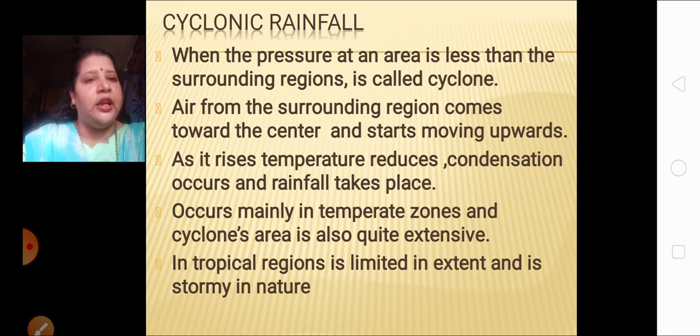And the cyclone's area is also quite extensive. In the temperate zone, it covers a large area. Now if we talk about the tropical region, cyclonic rainfall also takes place there, but it is limited in extent and is stormy in nature. When cyclonic rainfall takes place in the tropical region, it is very much stormy in nature. That means a storm takes place along with it. Okay, that's all about cyclonic rainfall.